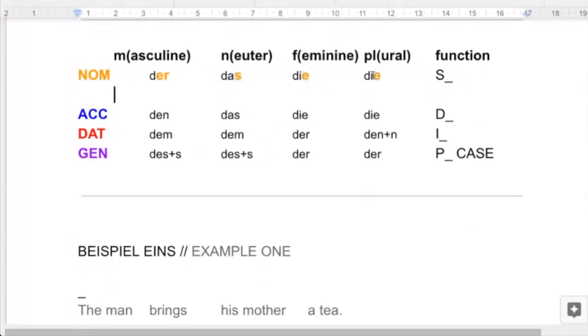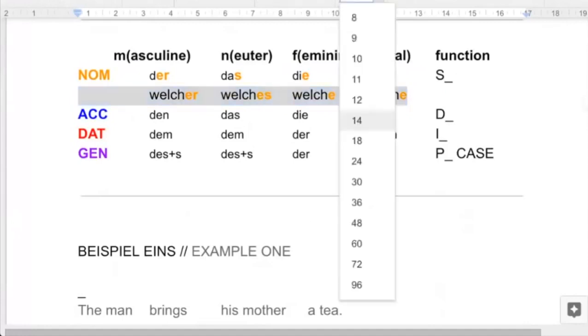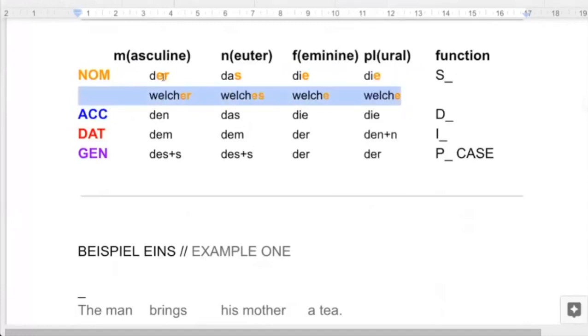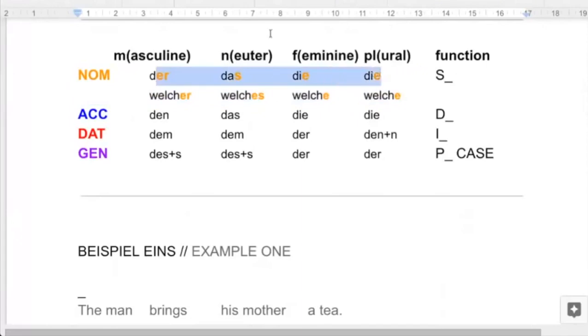And if you want to know how that looks with others, for example, to ask which car is broken, or not which car, which dog is barking, you would ask welcher. And you see we use the same ending. Or das, you would use welches, or welche, or plural, welche. And this is the beauty. No matter what article, the endings are always the same.